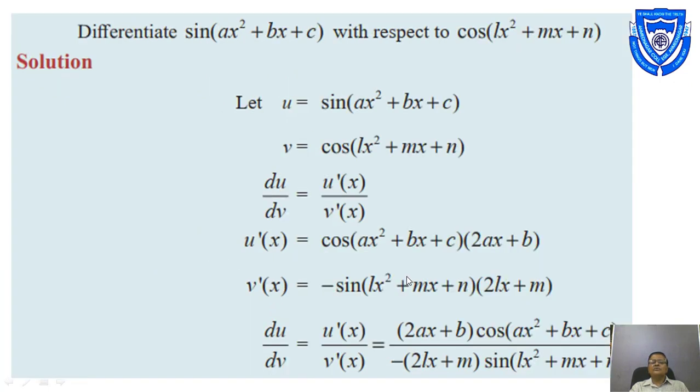So here is one more sum. Differentiate this sine function with respect to the cos function. I have called the sine function u, the cos function v, and find du by dv. You can read these steps and get the answer. So this is how to differentiate a function with respect to another function. Now I stop here with this example.